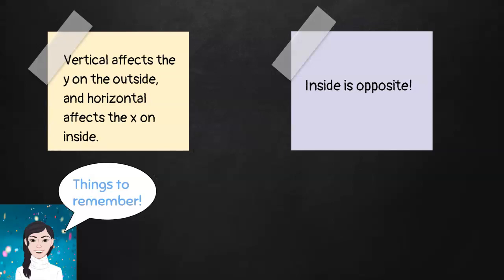So here are some things to remember. Remember that vertical transformations affect the y's on the outside, and horizontal transformations affect the x on the inside. And remember that the inside is always opposite. So if you think that it should go right and it should be a plus, it's really being a minus sign.